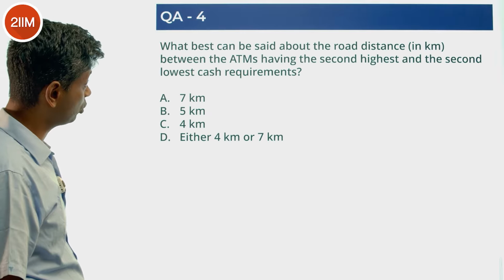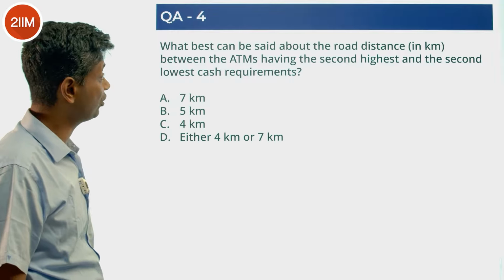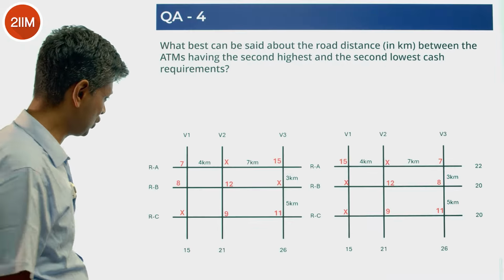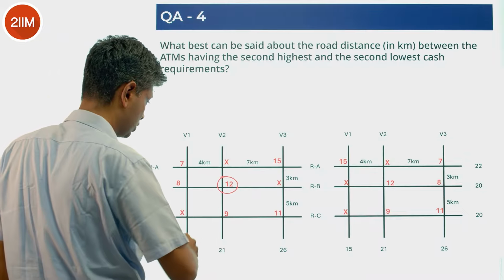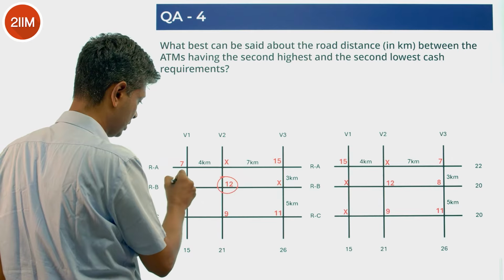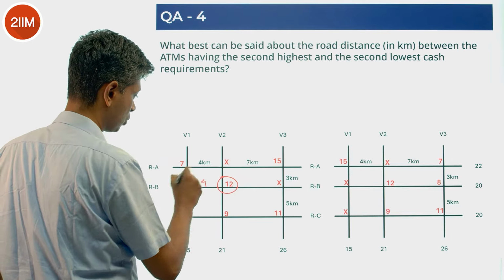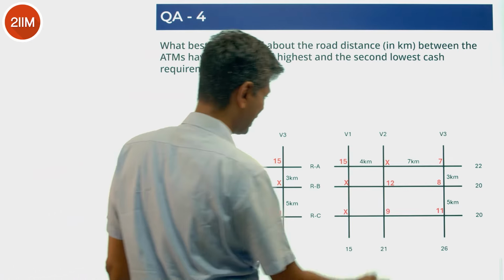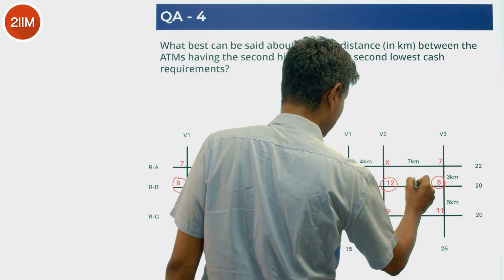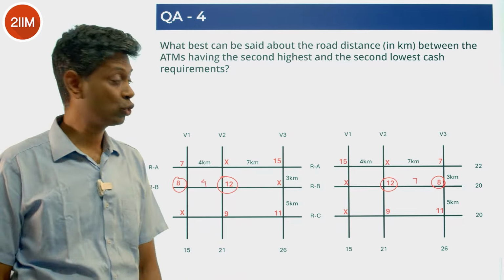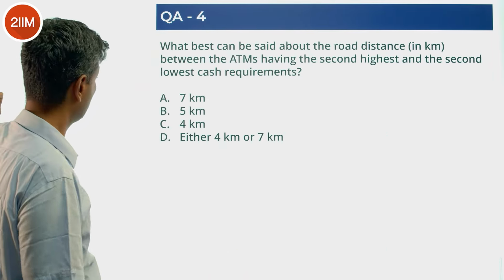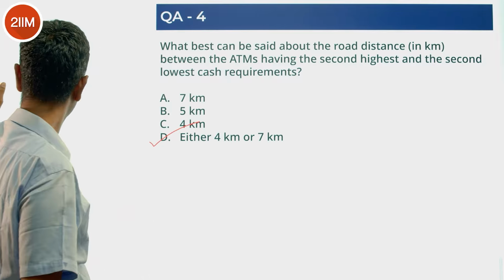What best can be said about the road distance between the ATMs having the second highest and second lowest cash requirements? Second highest is 12, second lowest is 8. This distance is 4. Second highest is 12, second lowest is again 8. This is 7. The distance could be 4, distance could be 7. Both of these are possible. We're looking for an answer choice. This.